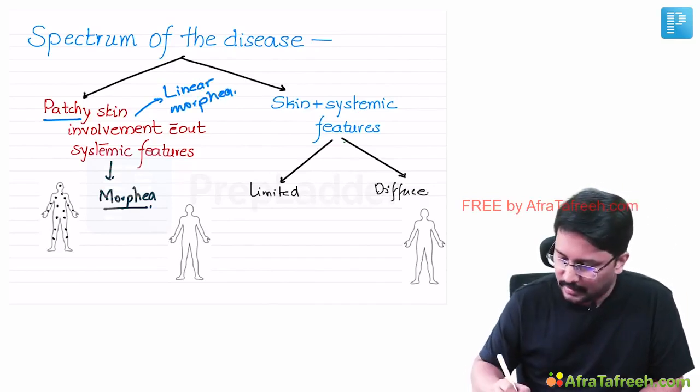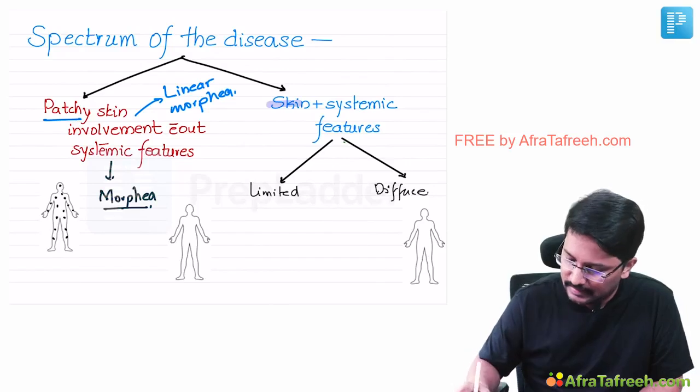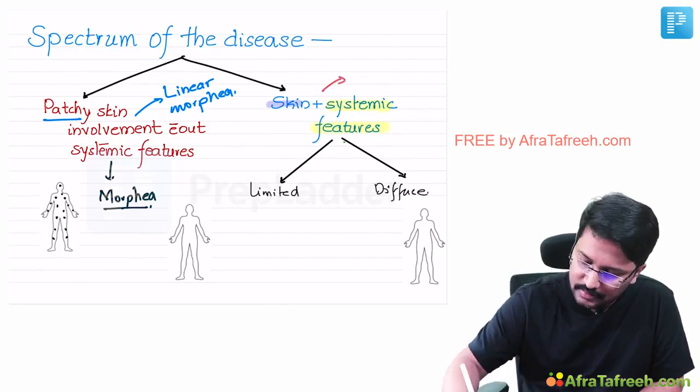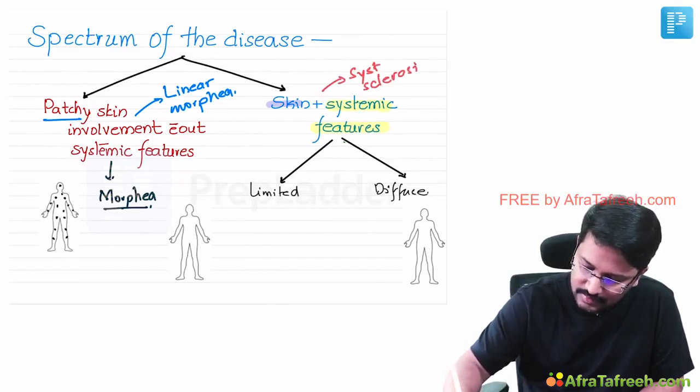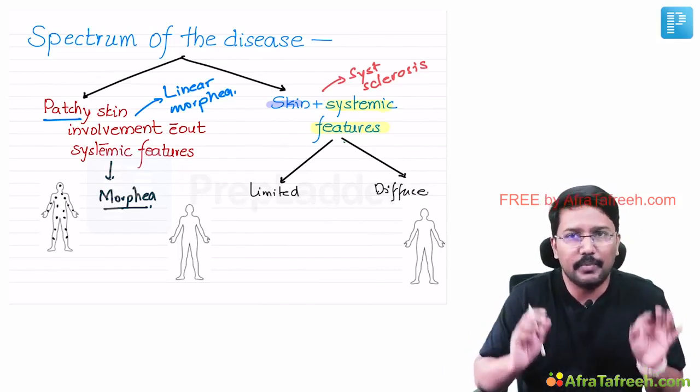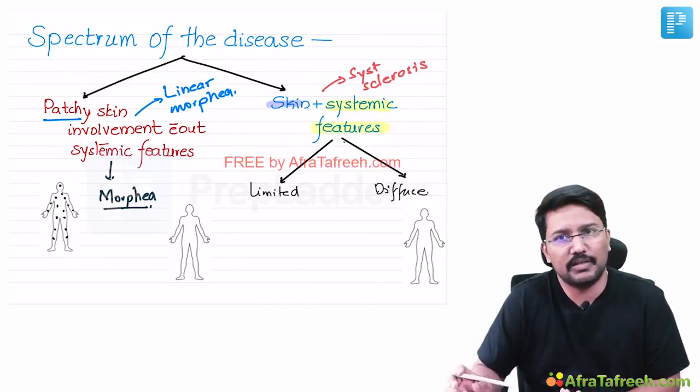When the entity involves both skin and systemic features, then we call it systemic sclerosis, right? And systemic sclerosis can be divided into two broad groups: the limited cutaneous subtype and the diffuse cutaneous subtype.